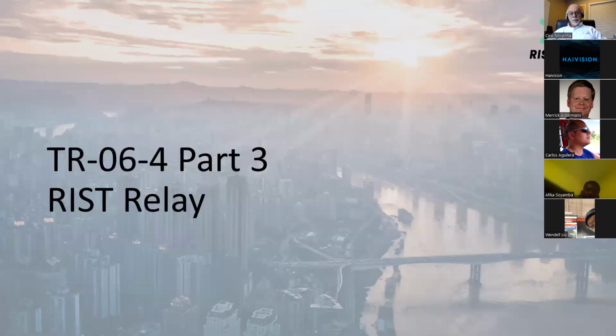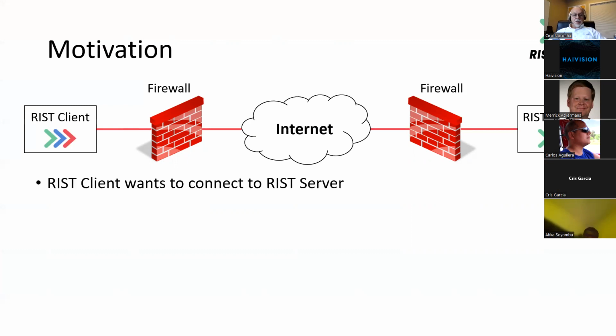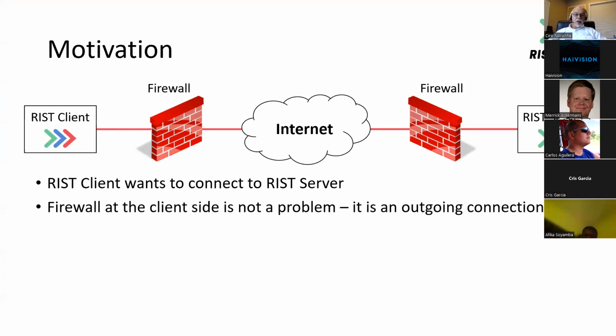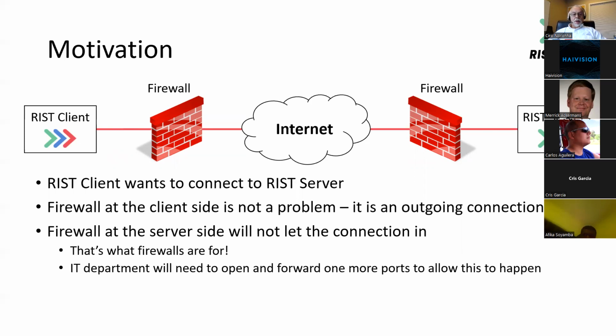All right. Next, part 3, RIST relay. What's the motivation? We have a RIST client and a RIST server behind firewalls. Everything's behind firewalls. The client wants to connect to the server, and the firewall on the client side is not a problem. It's an outgoing connection. The firewall on the server side will not let the connection in because that's what a firewall is for. So we need an IT department to open and forward one more port for this to happen. That's the bane of our existence. You gotta call some IT department, open a port for this stuff to work.